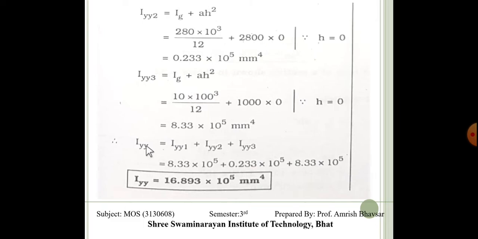So we can get Iyy is equal to Iyy1 plus Iyy2 plus Iyy3. So summation of these three, that is 16.893 into 10 raised to 5 mm raised to 4.